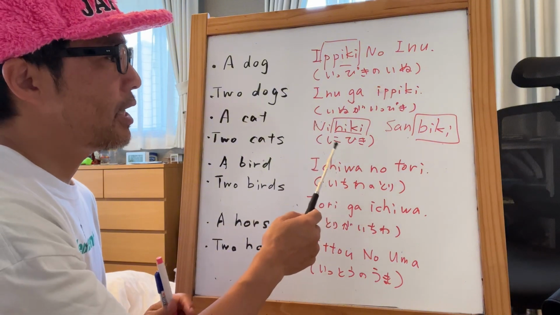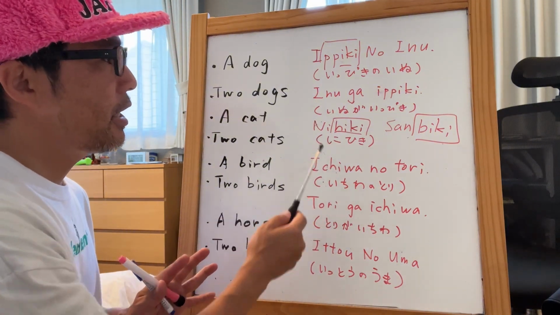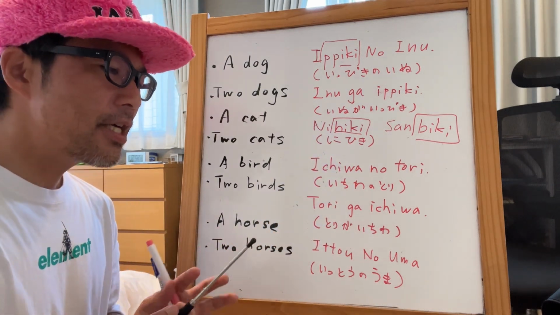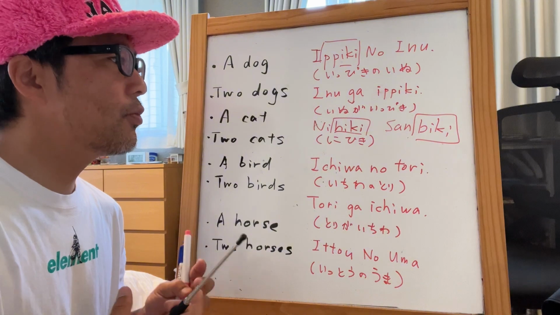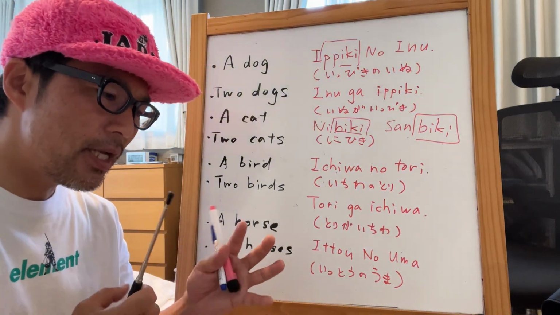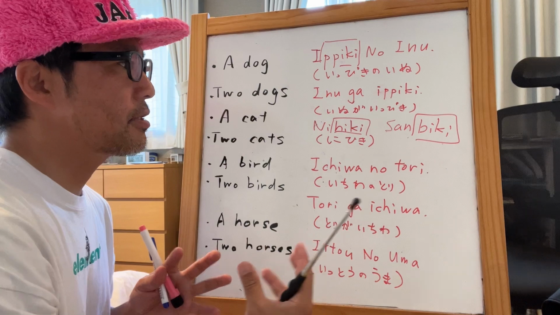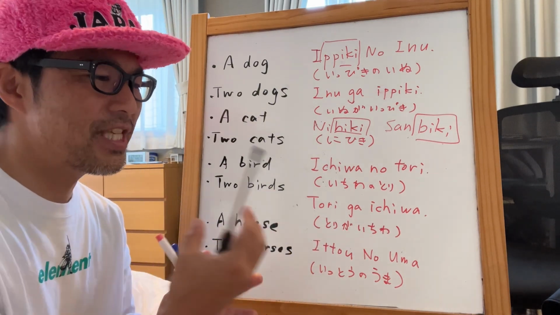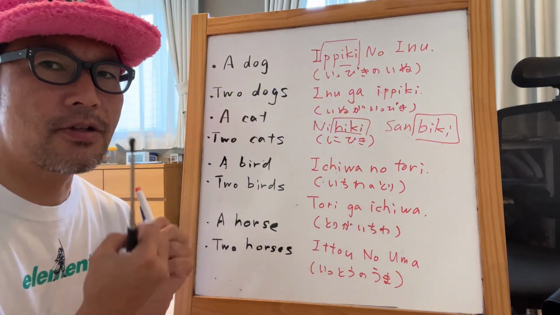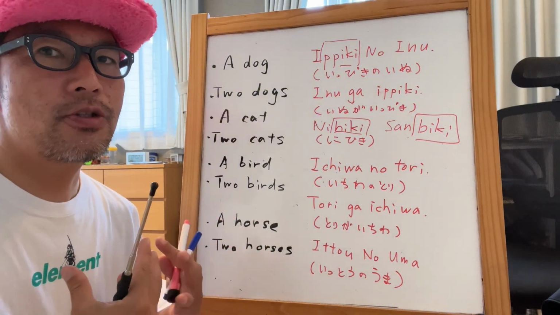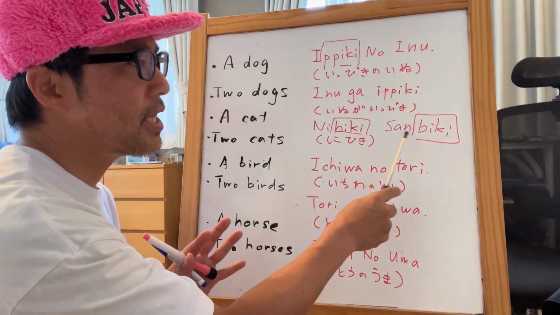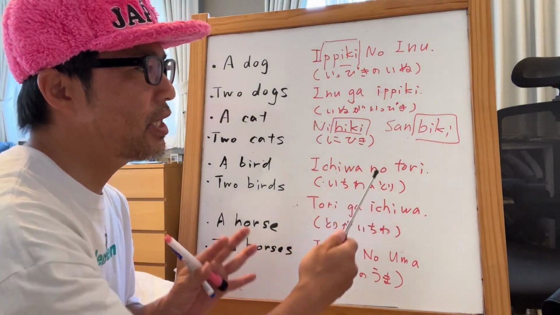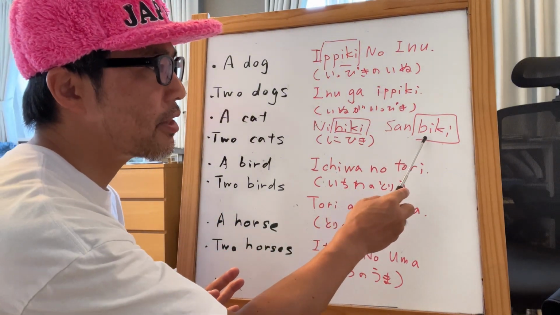Okay, let's go to ni hiki, two dogs. Inu ga ni hiki imasu. Not ni piki. Ni hiki. Actually, I'm not super familiar with why we do not say nipiki. Maybe it's easier for us to pronounce nihiki. It's a pronunciation problem. Nipiki is very difficult to say, but nihiki is really easy to say. That's why, I think. And also sanbiki, sanhiki is really difficult. So that's why only 3 among 10 go with biki.